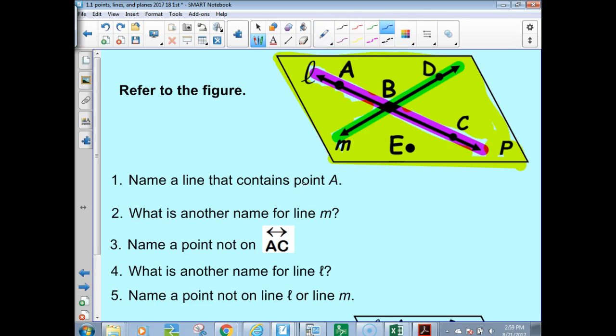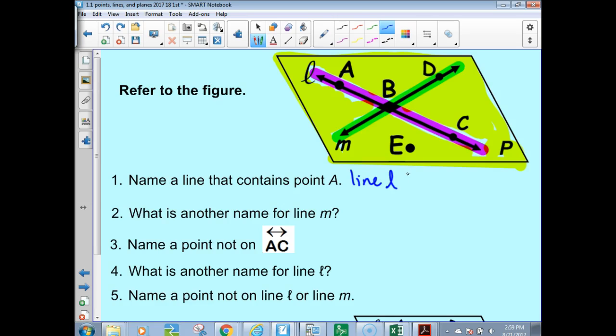So we're going to name a line that contains point A. Someone want to give me a name for a line that contains the point A? I want to know all the ways I can name this line, so I'm going to see if I can get them from you. There's one simple way up here. You see this little cursive L? You can write line L. That would have been one way. My pink line is what I'm trying to name.